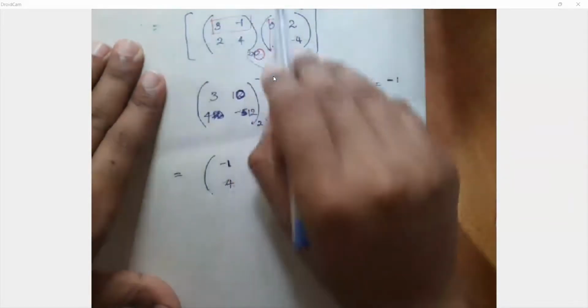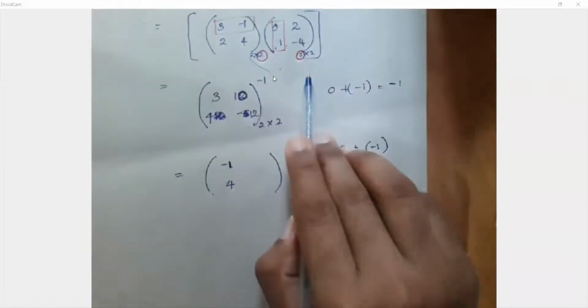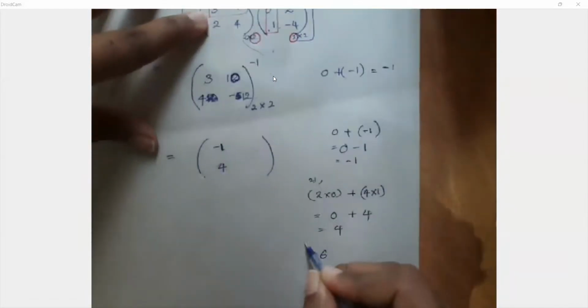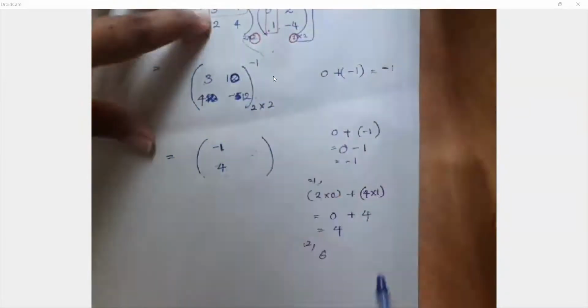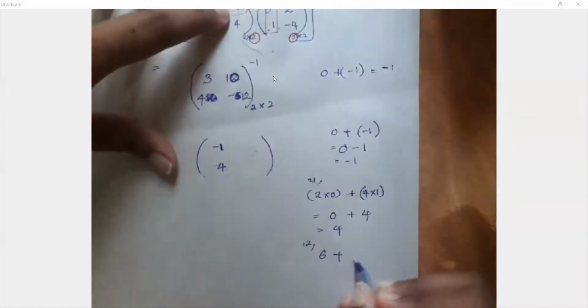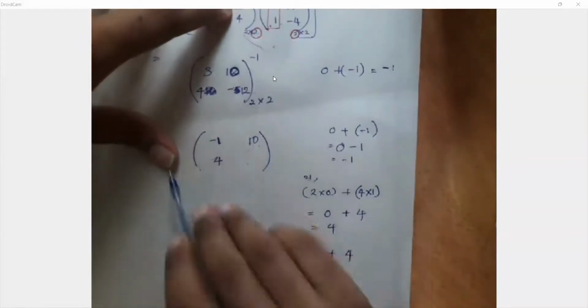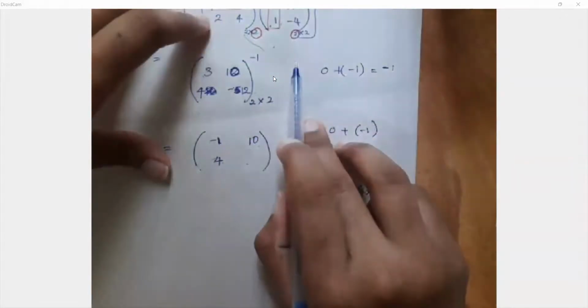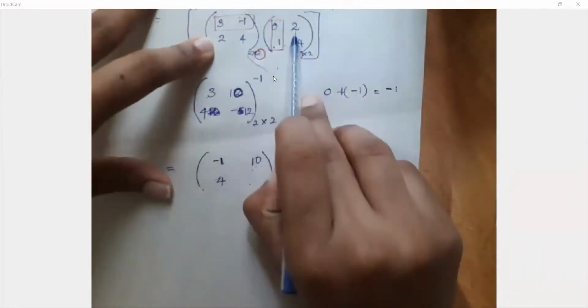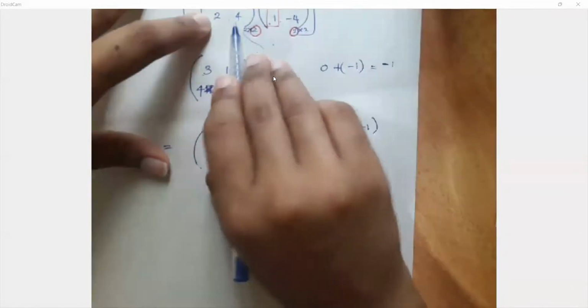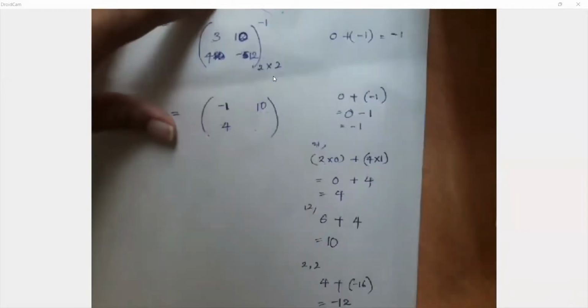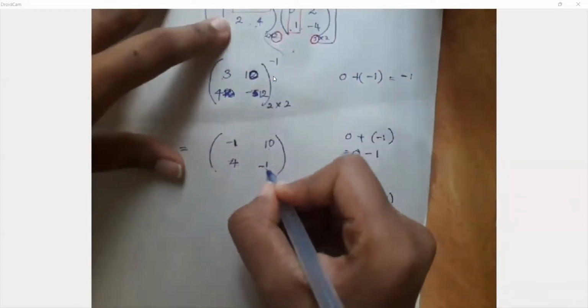Next, here I want 1, 2. 3 into 2, 6 plus minus 1 into minus 4, plus 4. That means 10. 2, 1 also 10? Okay. Now I want 2, 2. 2 into 2, 4 plus 4 into minus 4, minus 16. That means minus 12 here.